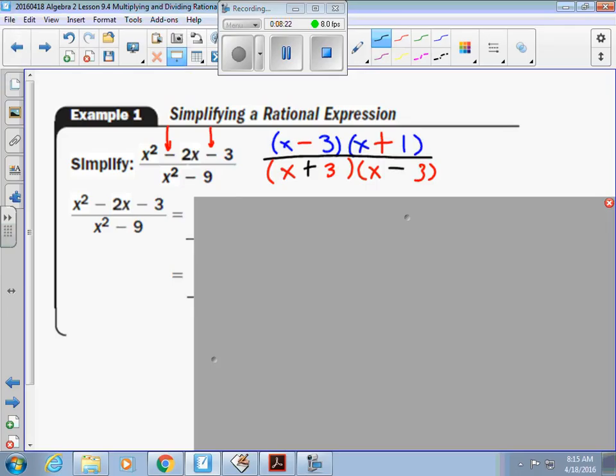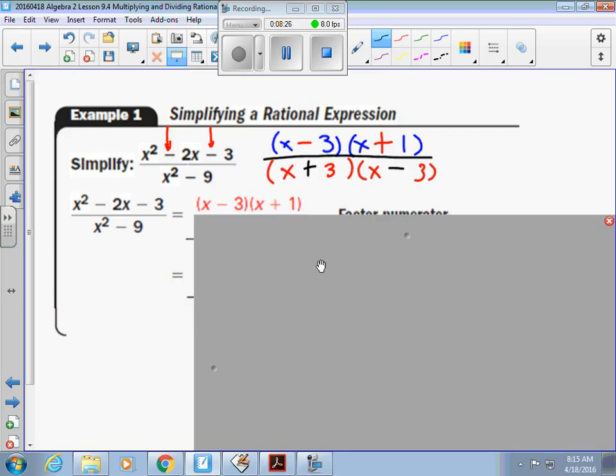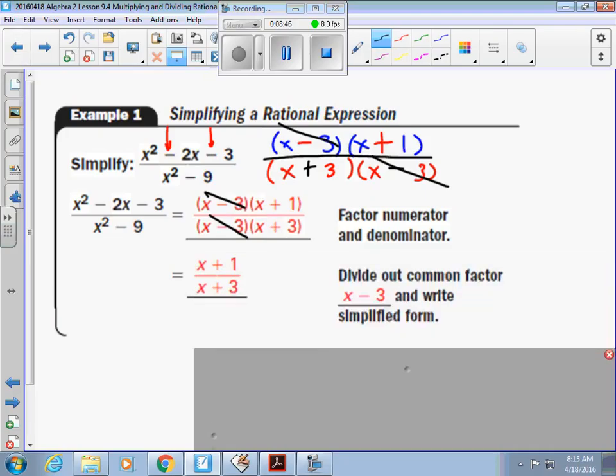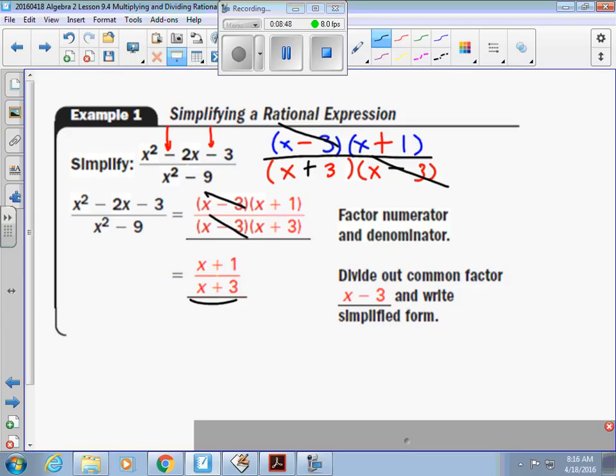Once you have it factored out like this, you're just looking for the exact same thing at the top and the bottom. Okay. Notice at the top and bottom, we have x minus 3 for both of them. We have this one and we have this one, so we can cancel them out. So what are we left with? We're left with x plus 1 over x plus 3. This is your simplified form.